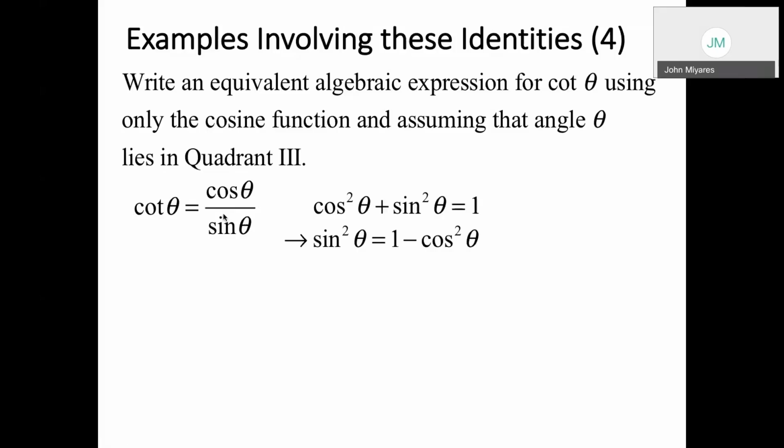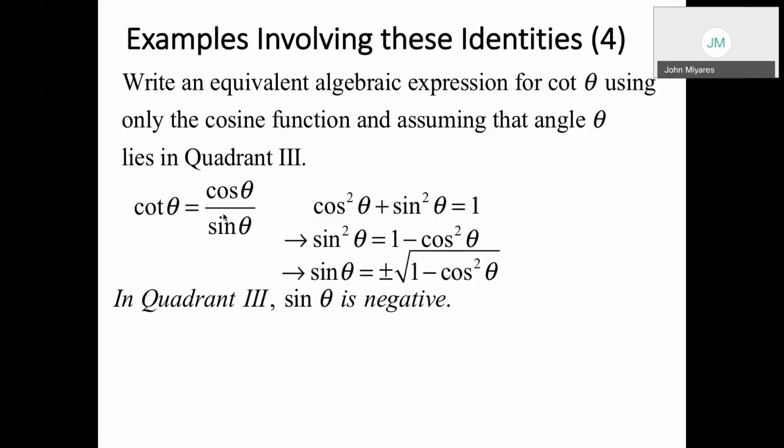And when we take the square root now, that will become the sine of theta equals plus or minus the square root of the quantity 1 minus cosine squared of theta. Now remember, in quadrant 3, sine is always going to be negative. So given the choice between the positive and the negative, we will want to choose the negative answer here.